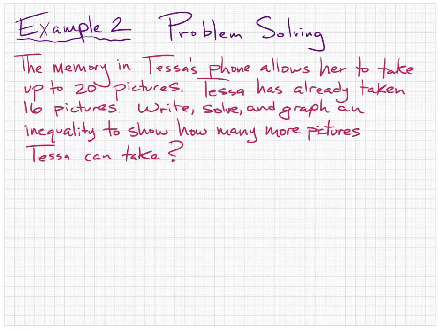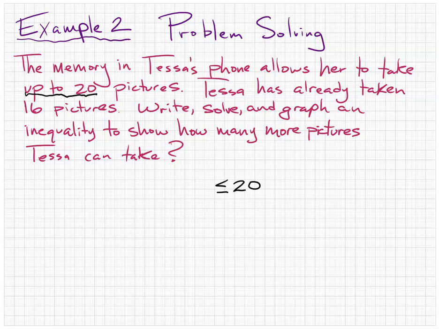All right. Well, I'm going to write down the information that I see and know, because that's kind of my approach for word problems. So the memory in Tessa's phone allows her to take up to 20 pictures. So that to me, the up to 20 kind of sounds key. So up to 20 means 20 is the maximum, which means there has to be less than or equal to 20 pictures on her phone. 20 is the biggest, so the alligator's going to eat the 20.